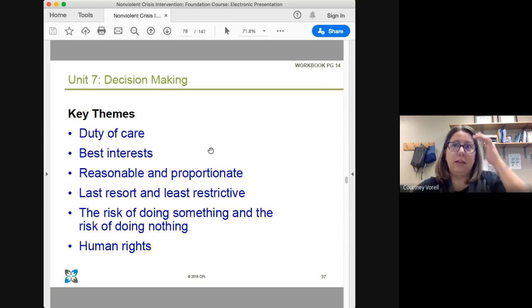I really like the way they talk about this. We often think about the risk of doing something and the risk of doing nothing. The common example I give is if a student is climbing on a desk, and we're trying to get them down, in other words, is the risk of doing something greater than the risk of doing nothing?